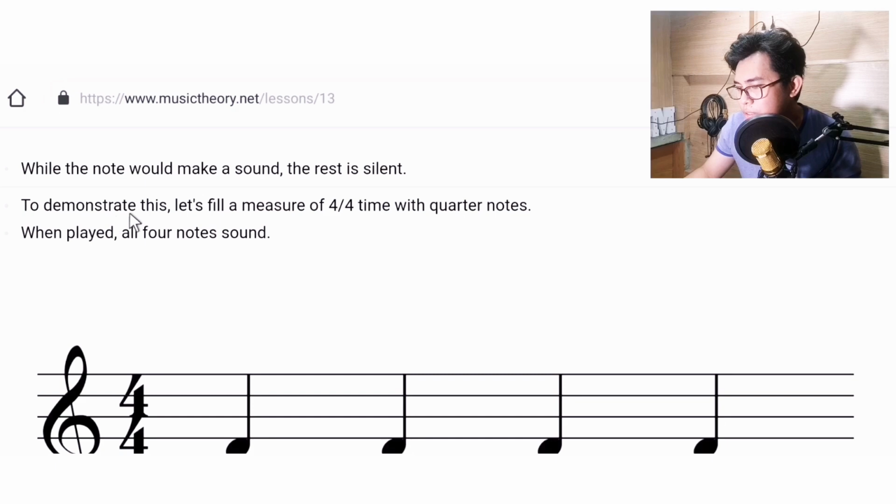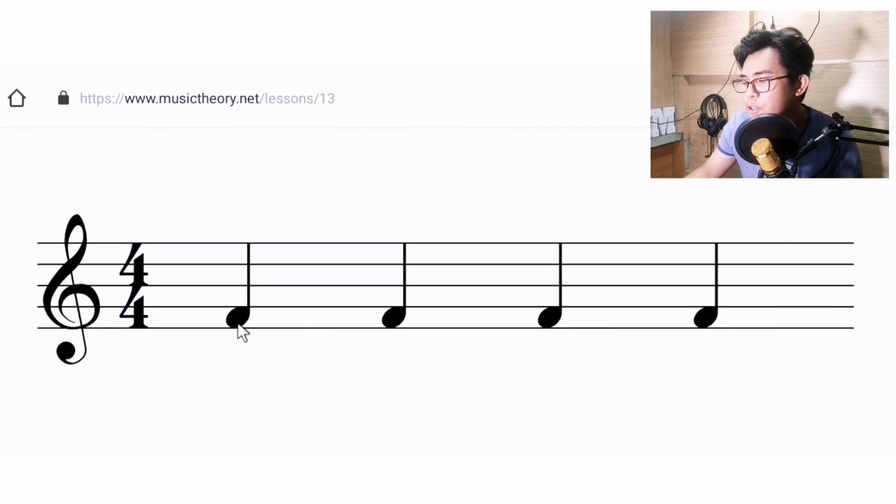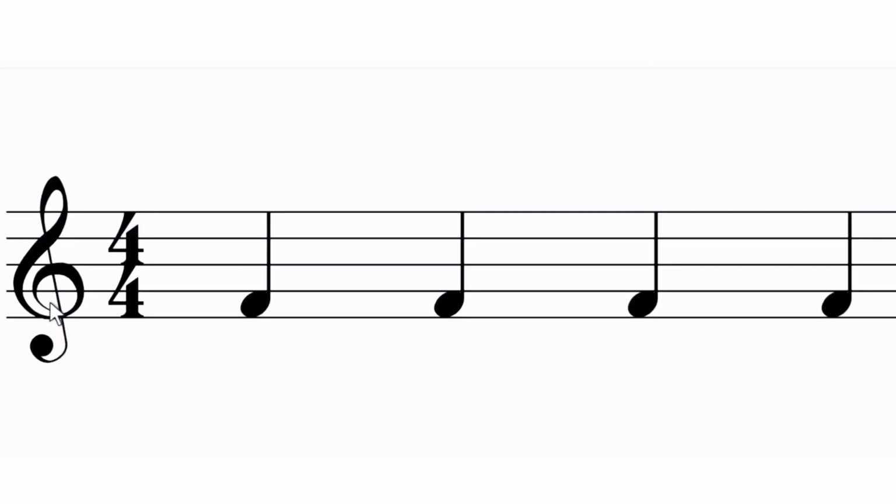Magtuloy-tuloy yung series natin. To demonstrate this, let's fill a measure of 4/4 time with quarter notes. When played, all 4 notes sound. So, we have 4 quarter notes na nasa F. So, naalala niyo yung placement natin ng notes na nakaraan? Yung note na nasa gitna nitong circle ng G clef is what you call the letter G. Teka.